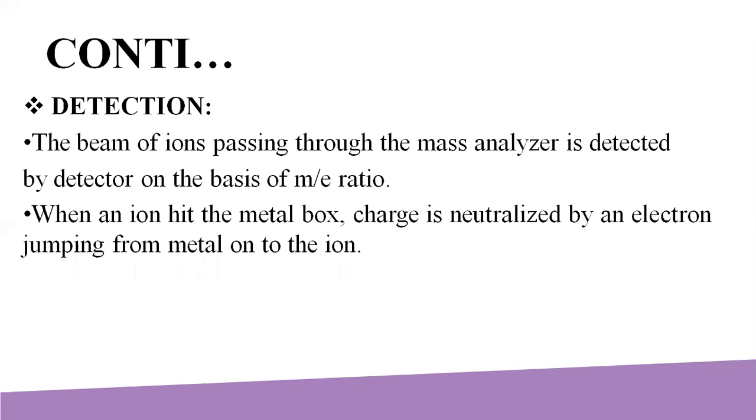And the last one is detection. A detector counts the number of ions at different deflections. The data is plotted as a graph or spectrum of different masses. Detectors work by recording the induced charge or current caused by an ion striking a surface or passing by it. The beam of ions passing through the mass analyzer is detected by a detector on the basis of mass-to-charge ratio. When an ion hits the metal box, its charge is neutralized by an electron jumping from the metal onto the ion.